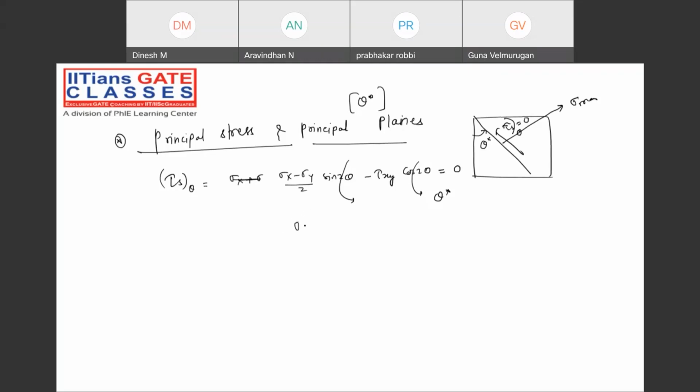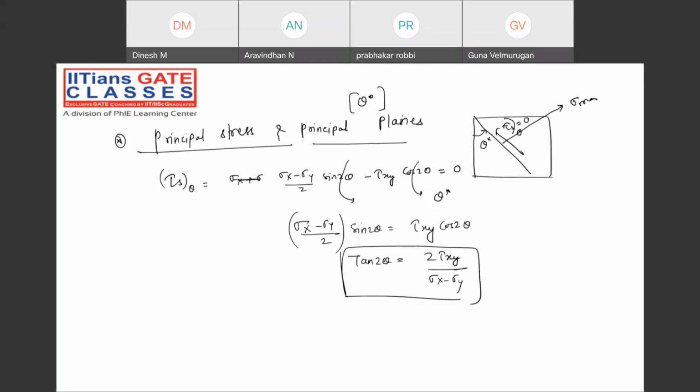So from here, what we can calculate: sigma x minus sigma y by 2 sine 2 theta is equal to tau xy cos 2 theta. So from here, what is tan 2 theta? 2 tau xy divided by sigma x minus sigma y. Please note down. Whatever theta we calculate, one is theta 1 star, the other is theta 2 star. Very, very important, guys.